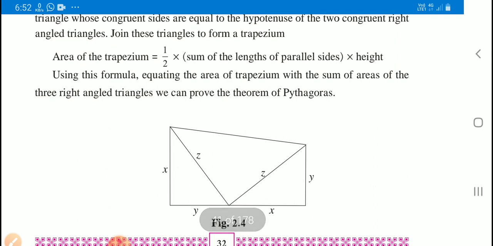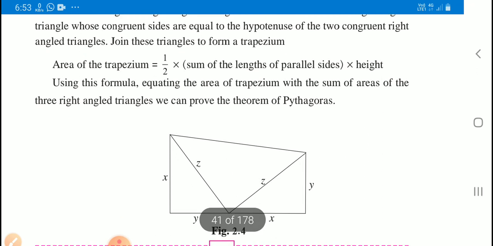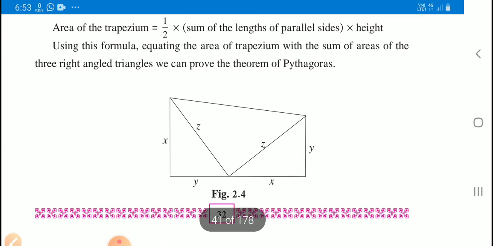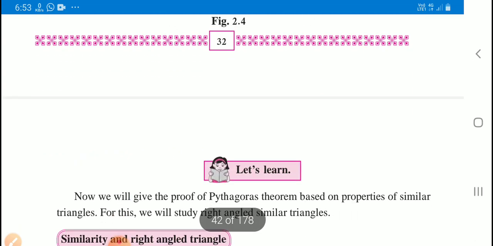Here they have given the figure. The area of a trapezium, that you know, is equal to 1 by 2 into the sum of the lengths of the parallel sides multiplied by the height. Using this formula, equating the area of the trapezium with the sum of the areas of the three right angle triangles, we can prove the theorem of Pythagoras. See, they have given the figure; put the values, find the areas, and you can verify this.